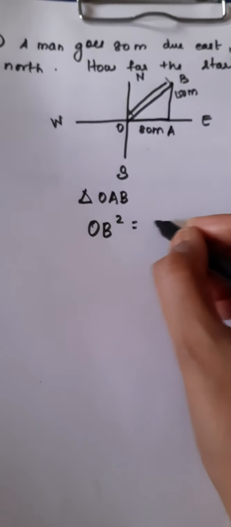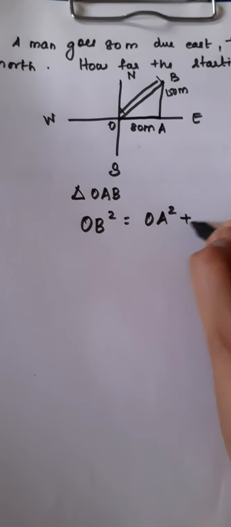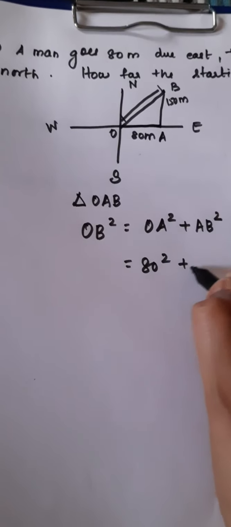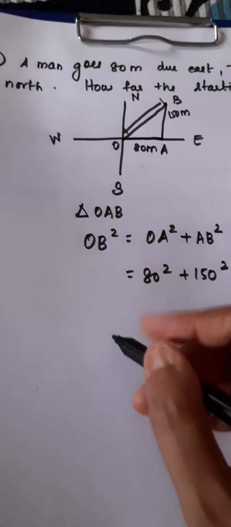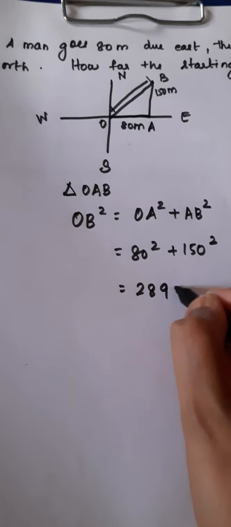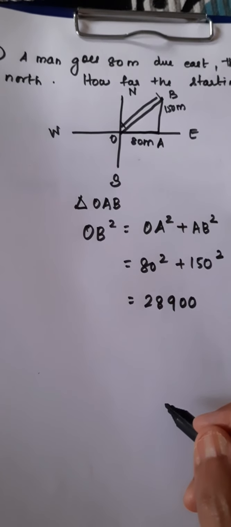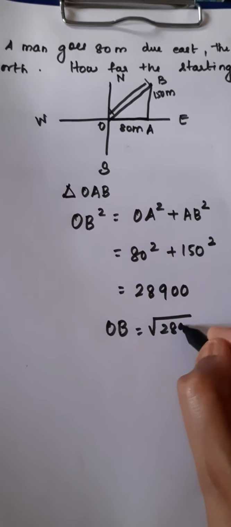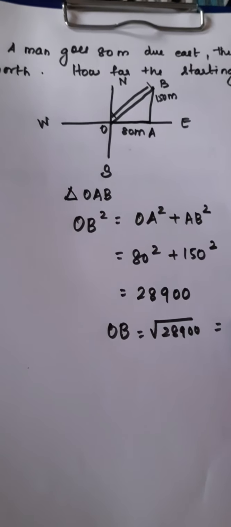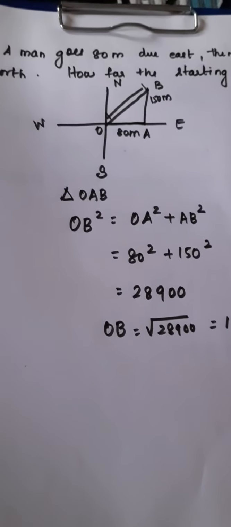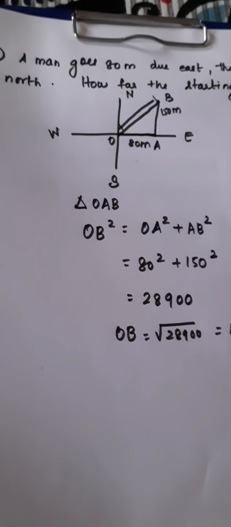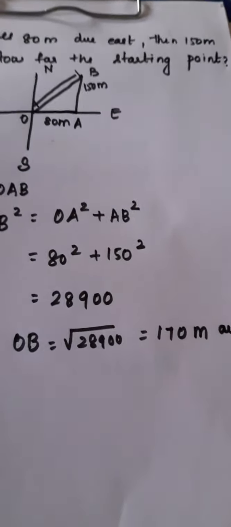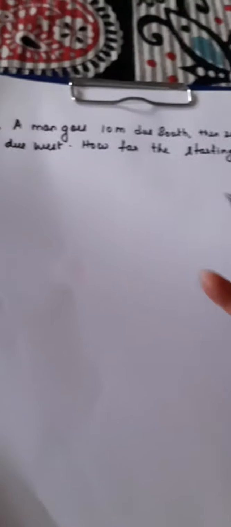So OB square equals OA square plus AB square, which is 80 square plus 150 square. So that is 28,900. So that is OB square. We need to find OB, which is the square root of the same, 170 meters. So A is 170 meters away from the starting point.